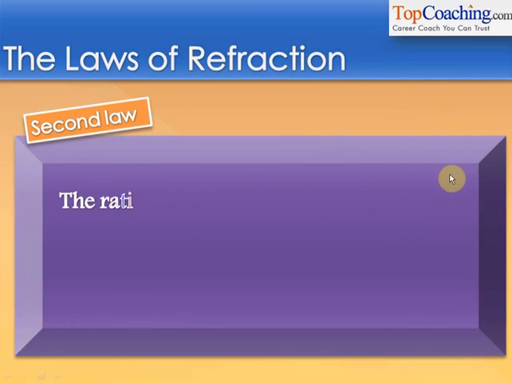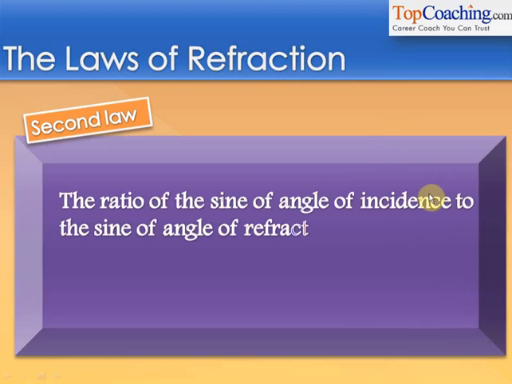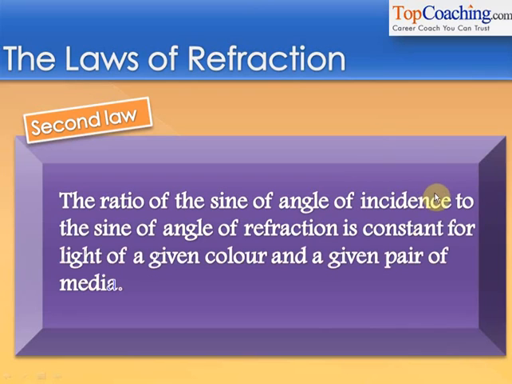The second law of refraction says that the ratio of the sine of angle of incidence to the sine of angle of refraction is constant for light of a given color and a given pair of media. This is a very important law of refraction, and it is also called Snell's Law.